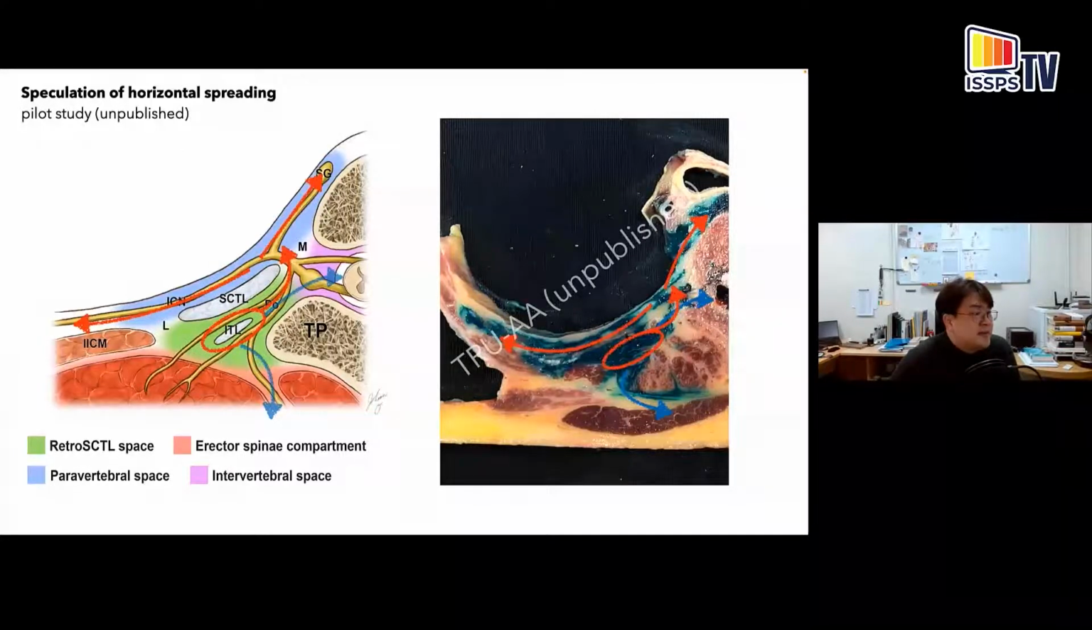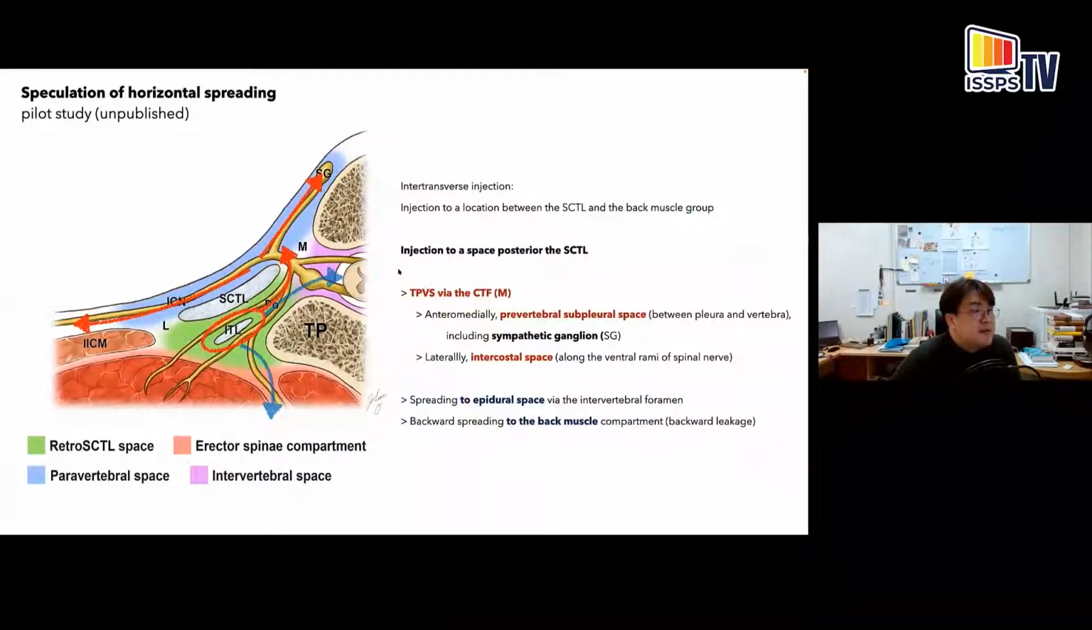The dye fully surrounded the dorsal and ventral rami, spread to the paravertebral region like here, and intensively stained the sympathetic trunk. We found segmental spreading from the lateral SCTL space injected site to the DPVS through the CTF and back muscle compartment and the intervertebral foramen. We could also observe spreading to the epidural space via the intervertebral foramen.